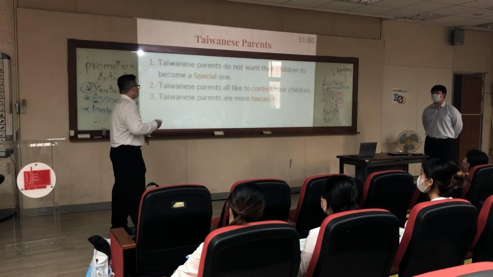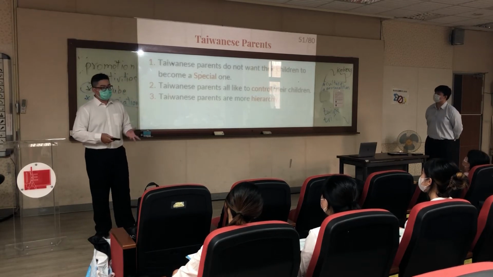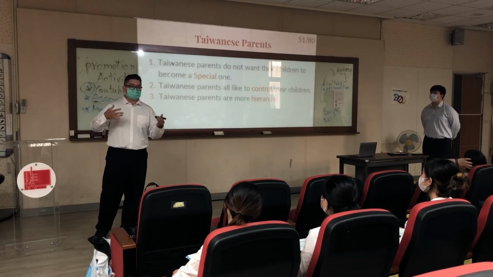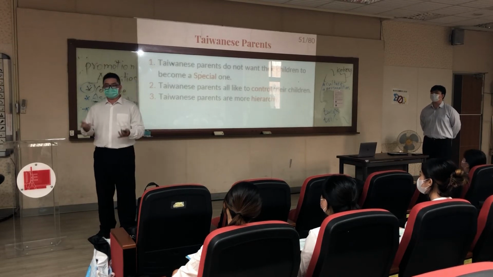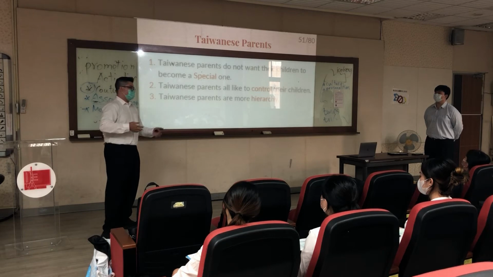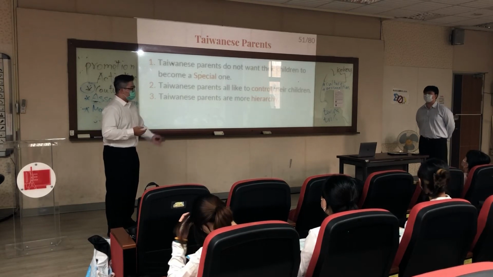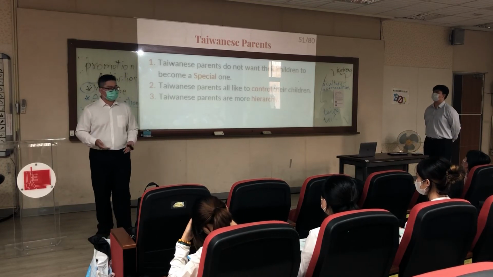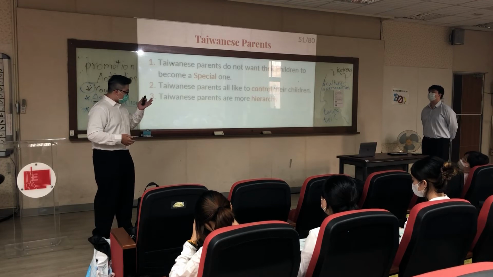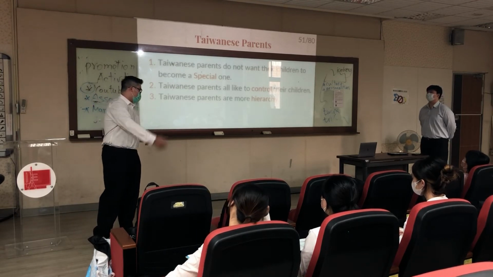The second one, Taiwanese parents like to control their children. For example, my friend Wally's parents always control him when he uses social media, such as Instagram or Facebook, because they want to care about him, to know what kind of friends he hangs out with and what kind of posts he sees every single day. They really care about their children, but it becomes a very ambiguous way.